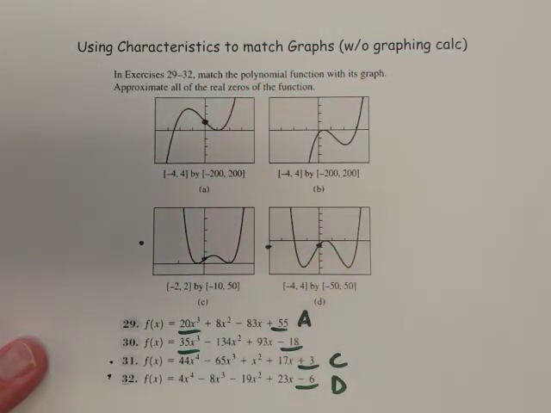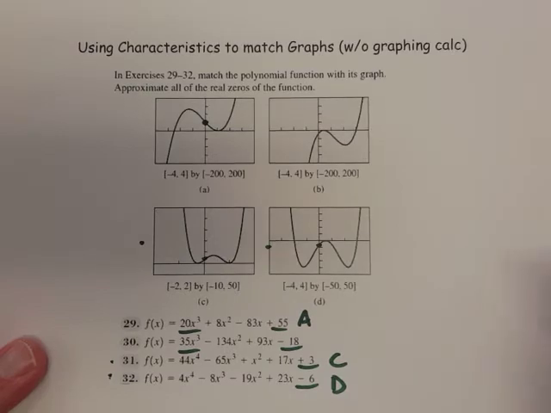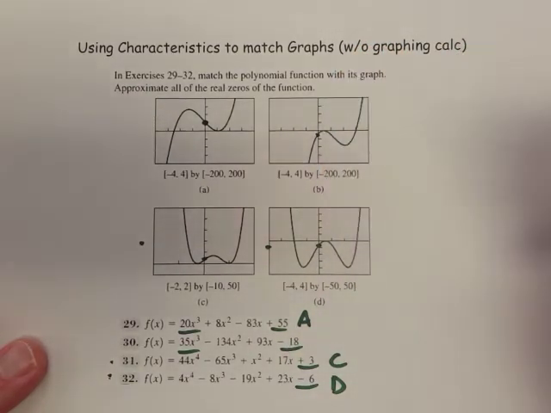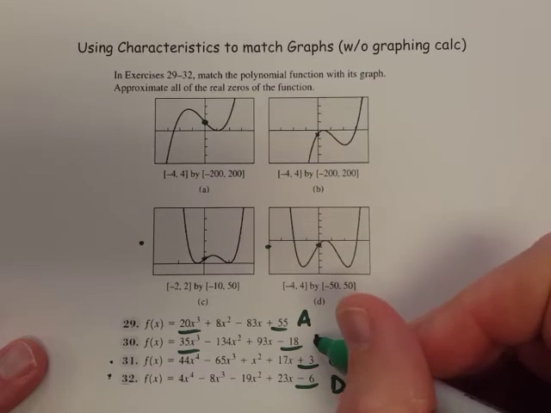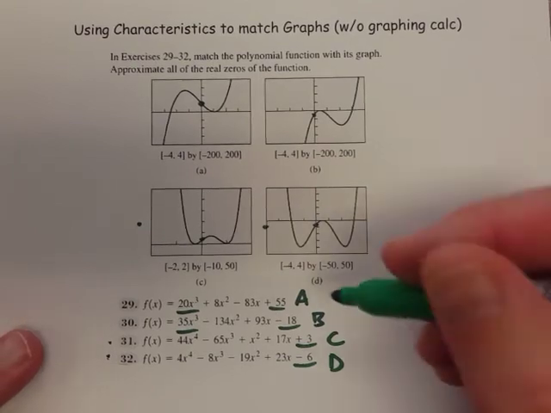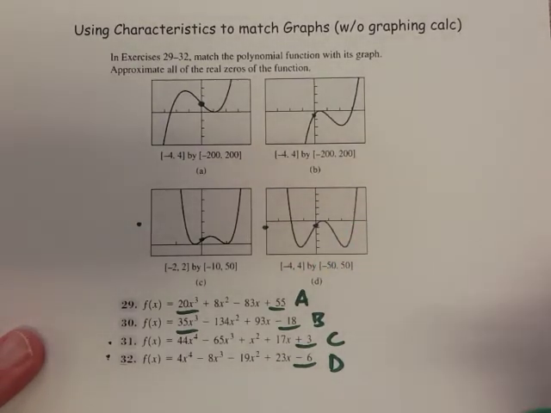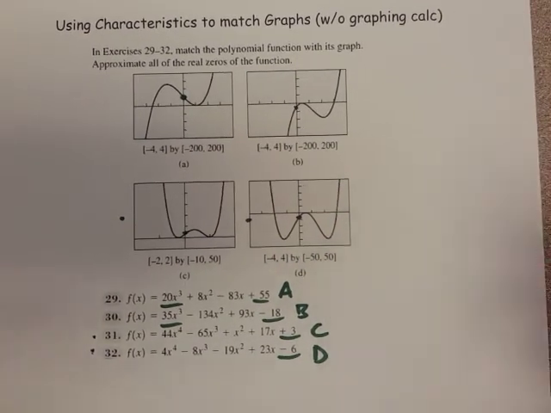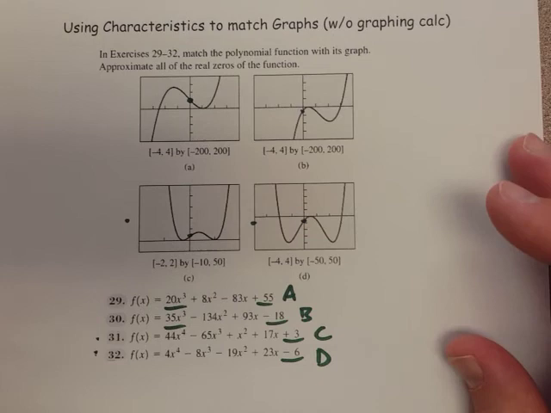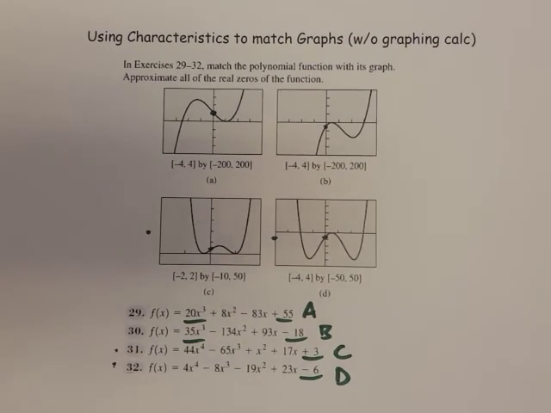So that's A. And then, well, there's only one left, but just to make note of the fact that this is -18, that one does look negative, and so B is the other one. So a fairly uninteresting pattern here is just A, B, C, D, but you can use the end behavior as well as other smaller characteristics to match up equations with graphs.